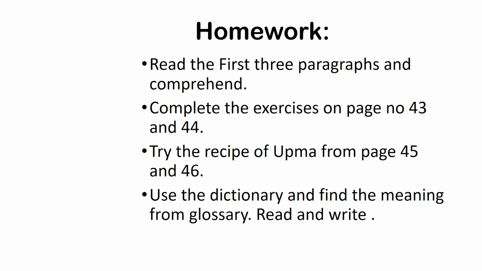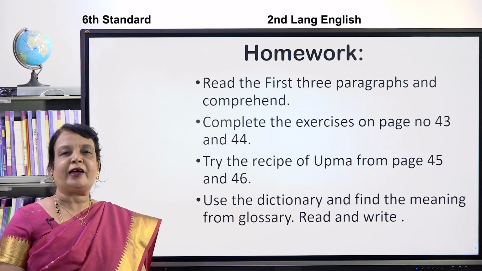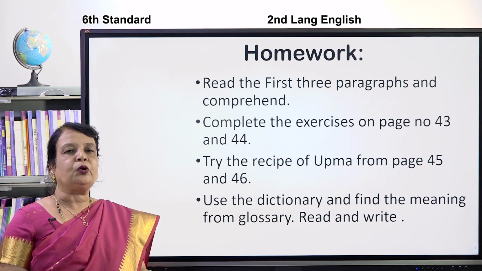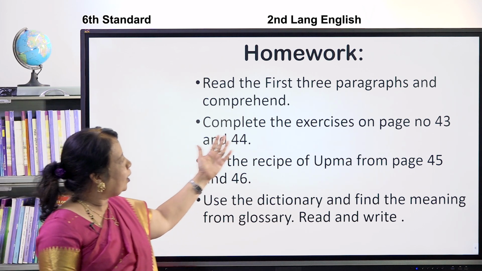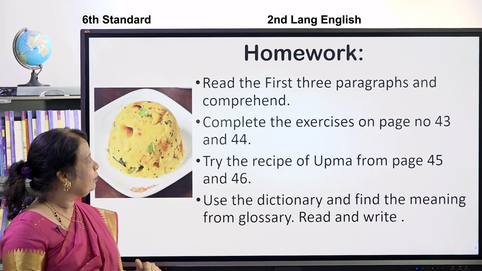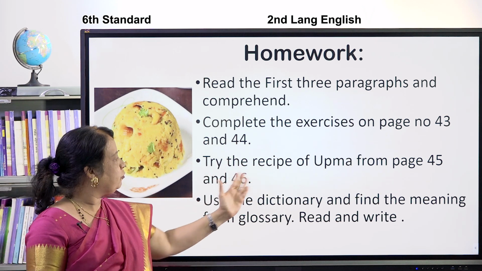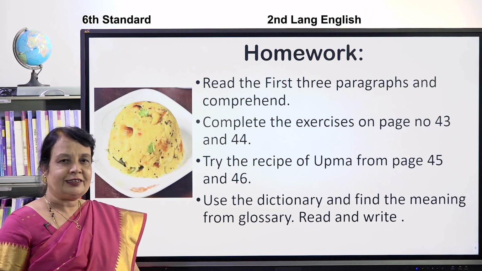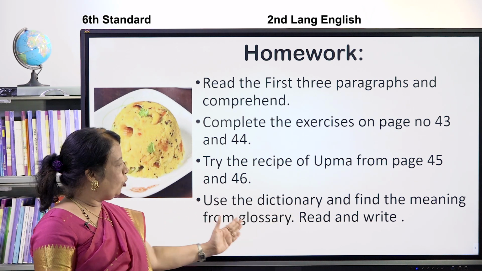Now children, we have come to the last part of our lesson, that is homework. Read the first 3 paragraphs and comprehend. You are supposed to read the 3 paragraphs from the lesson, how do bees make honey, and then you are supposed to understand. Complete the exercises on page number 43 and 44. Then again, try the recipe of upma from page number 45 and 46. Yes, children. The last one is use the dictionary and find the meaning from the glossary.